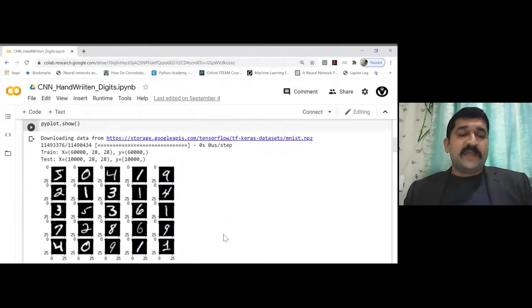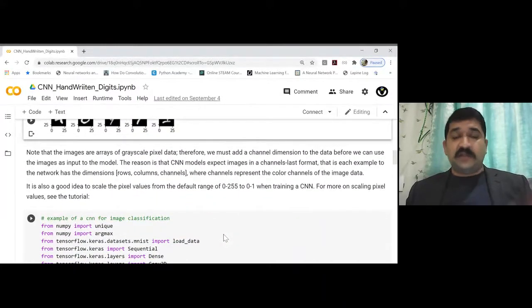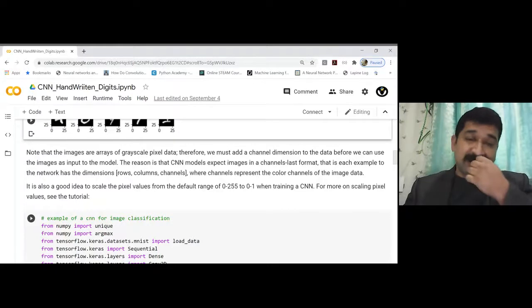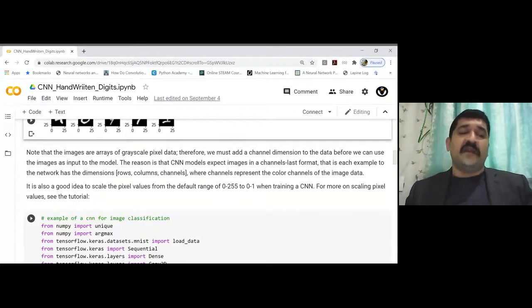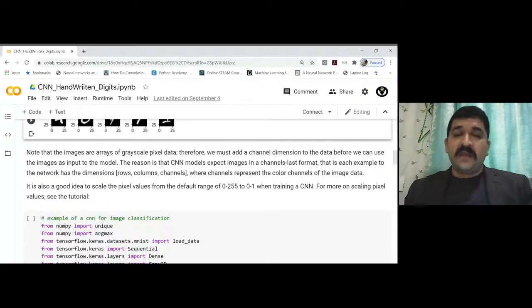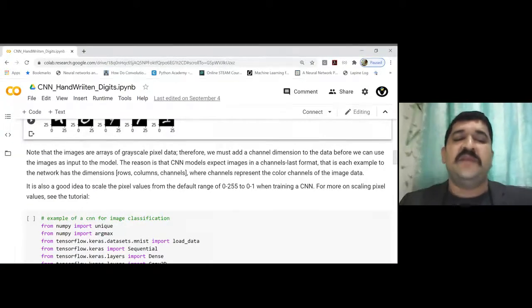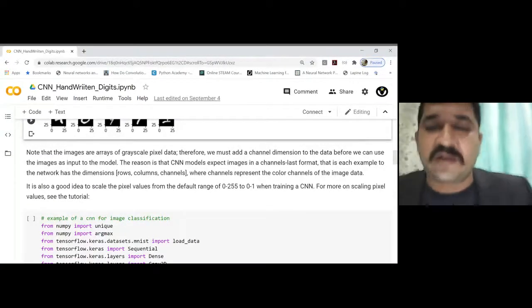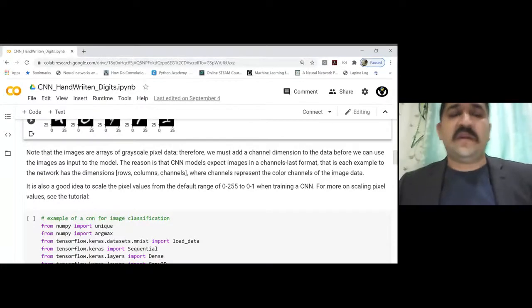Now, how the algorithm works is also easy because it is available here. It is not always that easy, you have to do a lot of pre-processing and everything, which we are just skipping considering the data is very fine. Note that the images are arrays of grayscale pixel data. Each image is divided as grayscale, where there is a black spot, where there is a white spot, and so on. We must add a channel dimension to the data before we can use the images as input to the model. That is also required to start with. We cannot directly go with it.